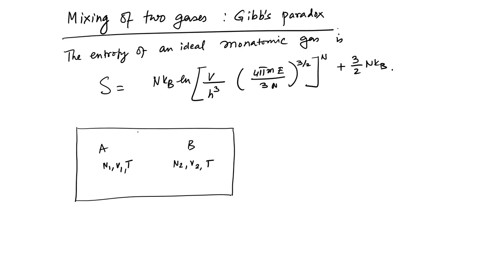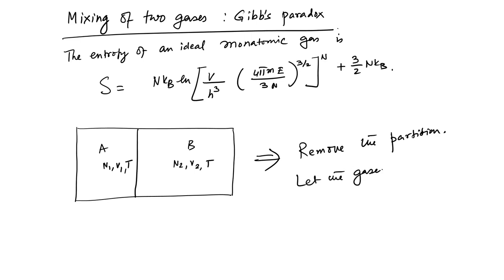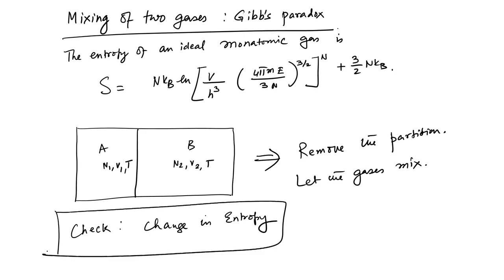And if you want, we can move this partition a little on one side so that you know that the volumes are different. So the thought experiment is to remove the partition and let the gases mix. So what will happen to the entropy is what we want to understand. So we need the change in entropy. That's the question that we ask, what will happen.